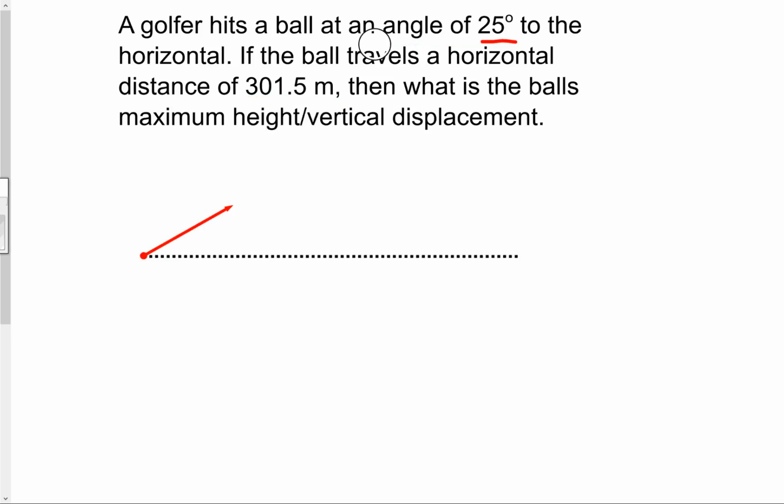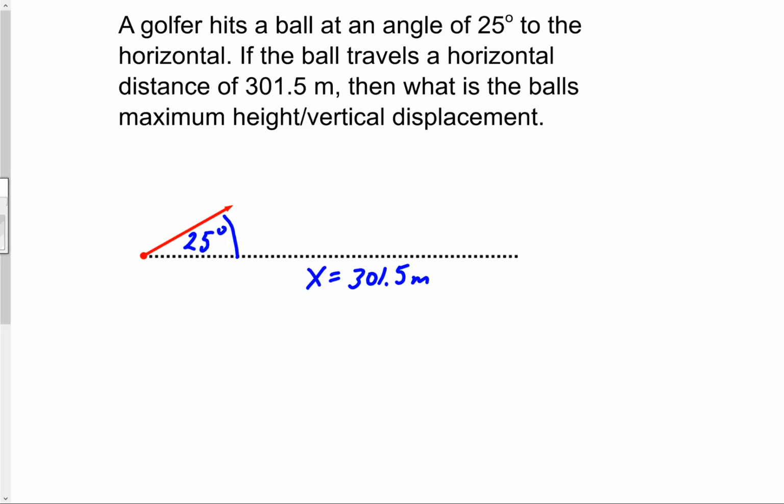Now, right off the bat, let's add some little details here. So we know that this angle is 25 degrees. All right, that's good to know. We also know that this horizontal displacement is 301.5 meters, and that's also very good information to know.